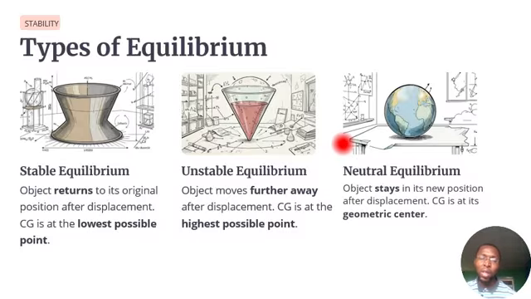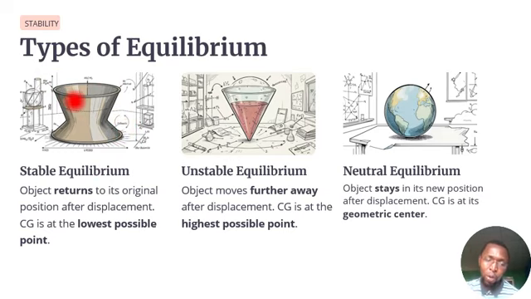Okay, now this leads us to what we call types of equilibrium. Equilibrium is linked with center of gravity in this manner. Now there are three types of equilibrium. We have the stable equilibrium. When we say the equilibrium of an object is stable, it means that when you tilt that object or you displace that object, the object will quickly return to its original position.